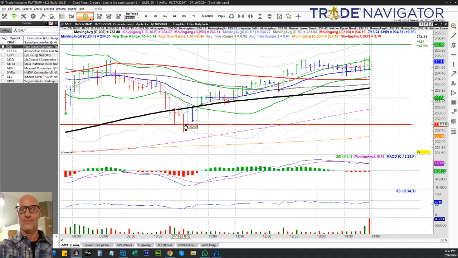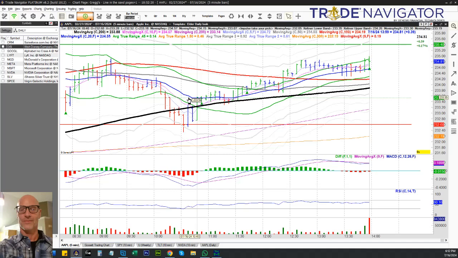So it's the same to the long side. We had a lower low, we closed back above the 200. I passed on the trade, went down, and then we closed back above the 200 again, but it came from a higher low. Make sense? So I did get long here, 233.54.